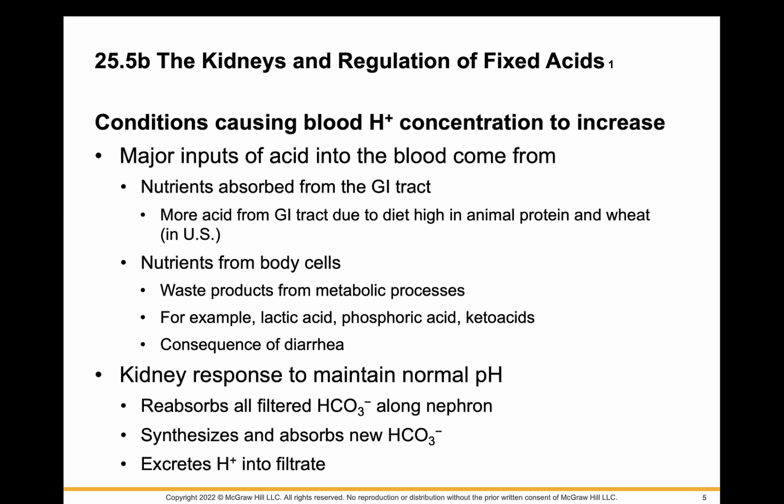We have to look at major input into the blood, and generally that is coming from nutrients that are absorbed from the GI tract. Now, one thing to remember, in the United States, we eat a lot of animal protein and wheat, and so this results in more acid going into the GI tract. We can also think about nutrients that are coming from body cells. We've already talked about waste products that are coming from metabolic processes, and this is where lactic acid, phosphoric acid, and keto acids came into play. Another factor would be diarrhea.